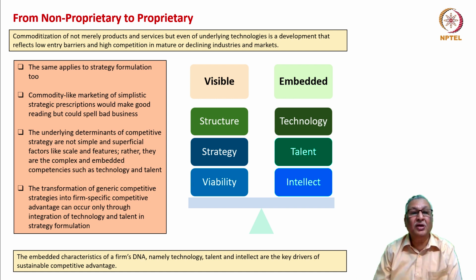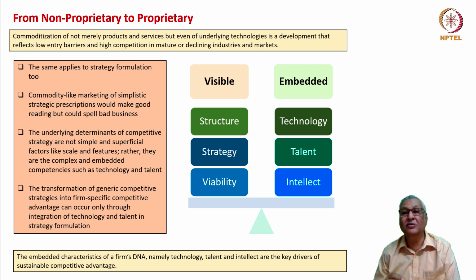So commodity-like marketing of simplistic strategic prescriptions would make good reading but could spell bad businesses, because whatever you are doing, everybody else also can do, probably is already doing. So the underlying determinants of competitive strategy are not simple and superficial factors like scale and features, which are important, but they are visible for everybody. We need something which is more complex and embedded: competencies.